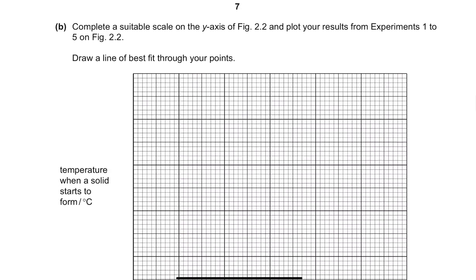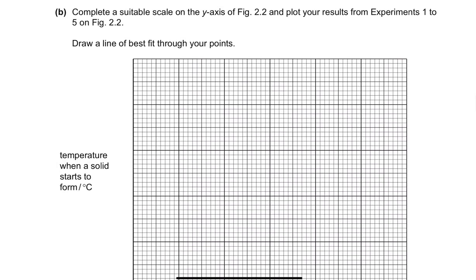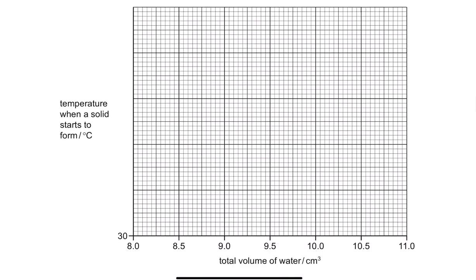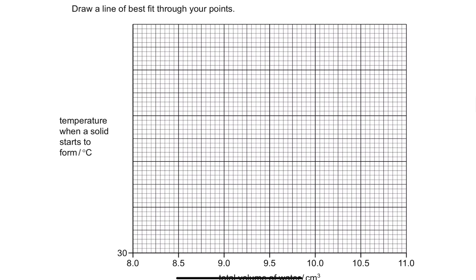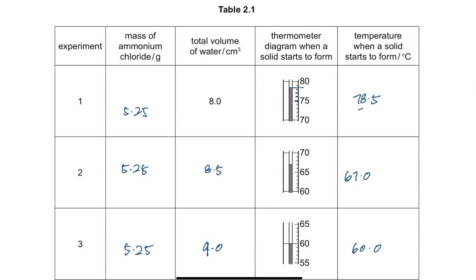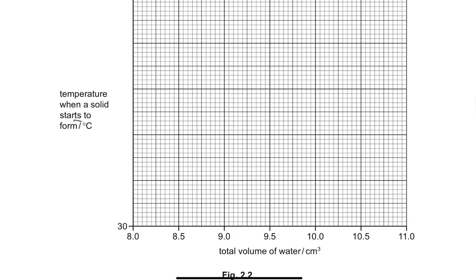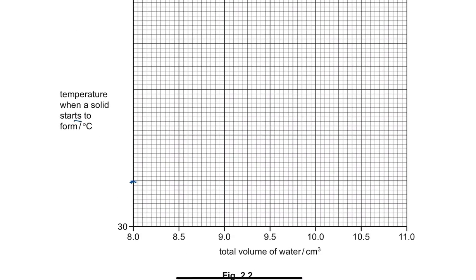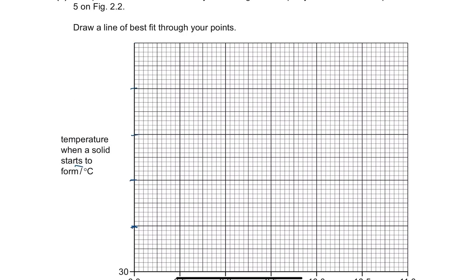Okay, complete a suitable scale on the y-axis of figure 2.2 and plot your results from experiment 1 to 5 on figure 2.2. Draw the line of best fit through your points. So we have to determine a suitable scale. On the y-axis we have the temperature, and what is the highest temperature that we are going to? We're going to about 78.5, right? So if I use my brain a little bit, this one entire box, this box, this box, I have to give it a certain number that would result in me covering 75% of the graph. That's going to be the rule.